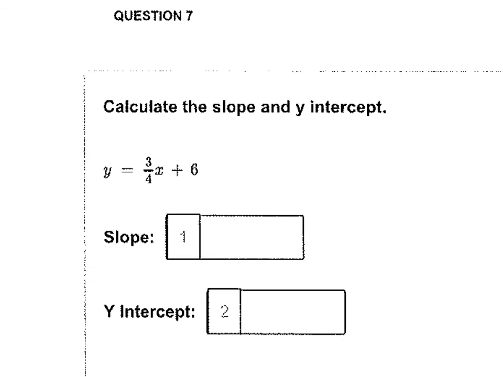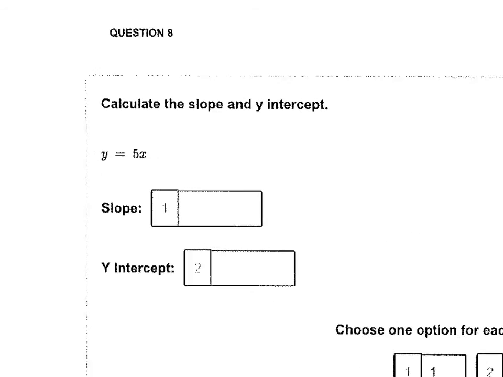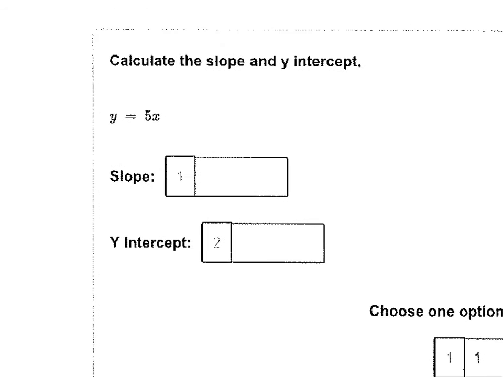And on here, same thing. Remember, this is your slope, the one that's next to the x, and your y-intercept. On this one, I've got 5x, so I know that my slope is 5. And then there's nothing that comes after that. So if there's nothing that comes after, that's the same as if it had said plus 0. So your y-intercept is 0 on that one.